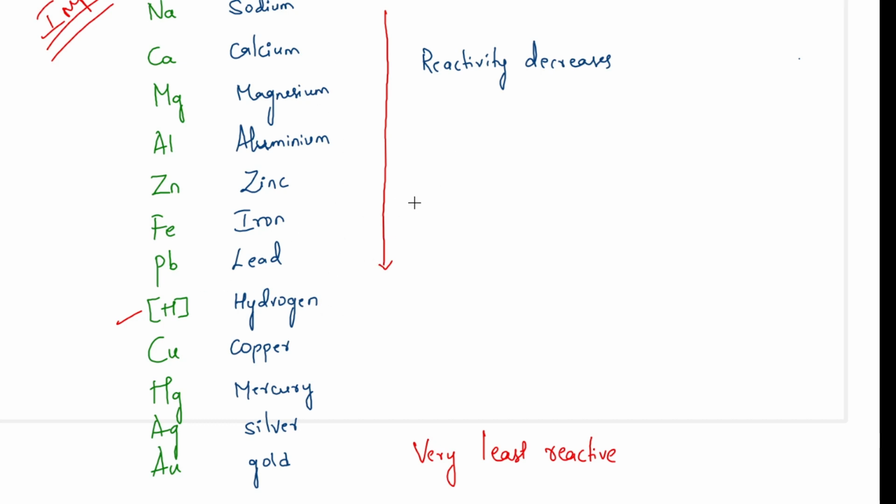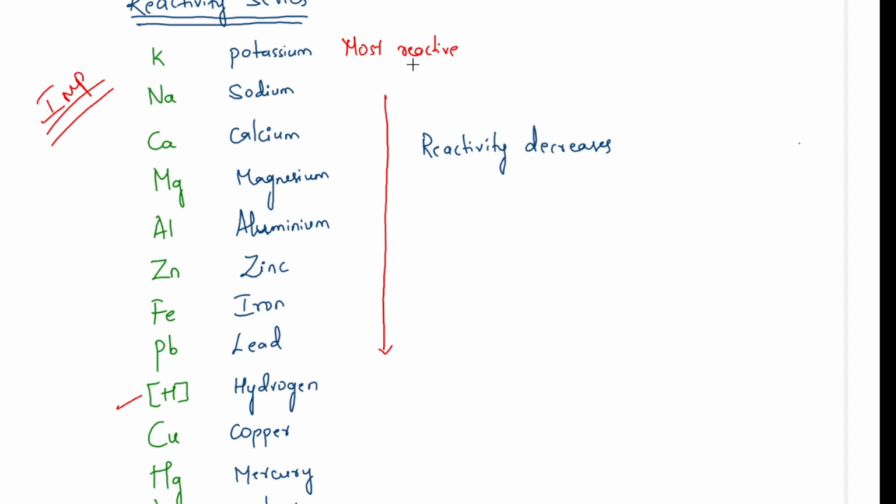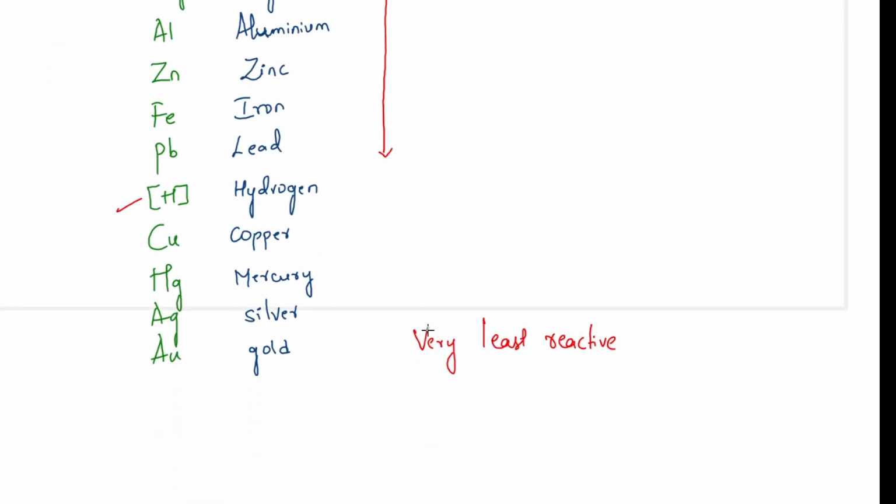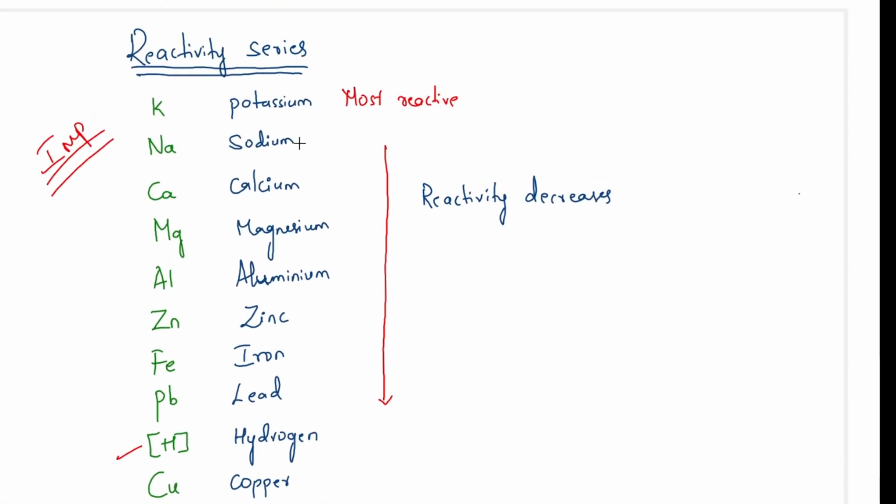And in between, there come the metals of moderate reactivity. As you go up, you can see the most reactive metals, and in the middle, there come the metals of moderate reactivity, and at the bottom, you can see the least reactive metals. Any metal which is placed above in the activity series can displace another metal from its compound. For example, this magnesium metal can displace aluminium from its compound because it is placed above in the reactivity series. So it's important to remember the reactivity series here.